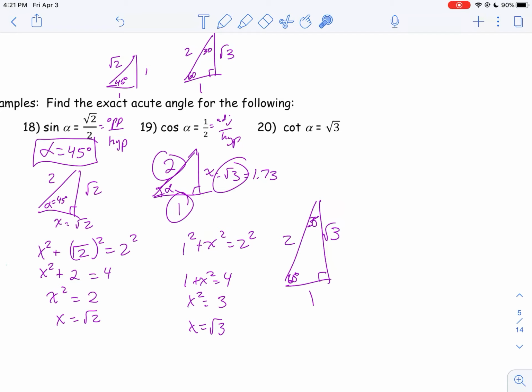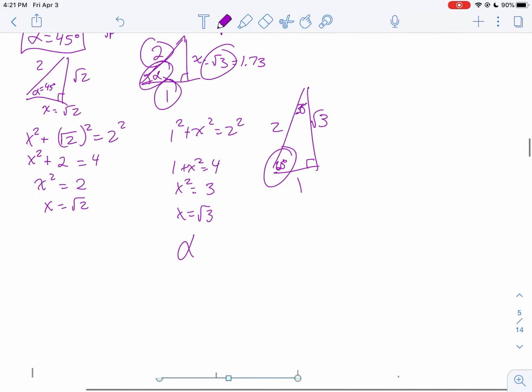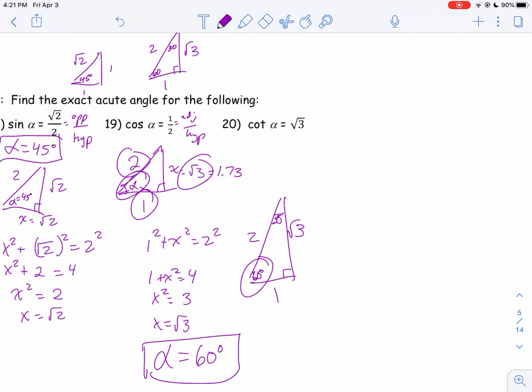And now I could see my 1 is here, my 2 is here. 30 and 1 are opposite. 60, square root of 3 are opposite. So long story short, what is alpha? Alpha has to be 60 degrees. And so for 19, alpha equals 60 degrees. All right.